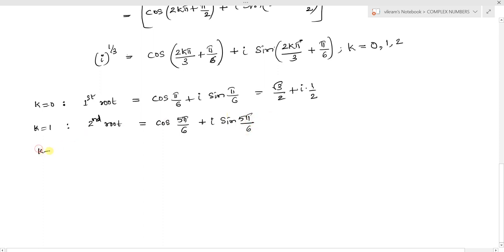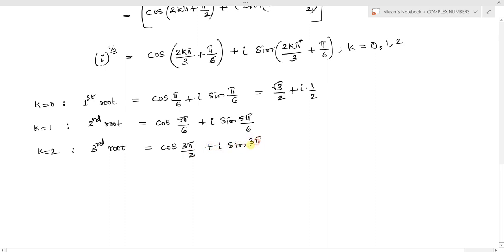Then if k is equal to 2, what is the third root? The nth root has n roots, so here it has n roots. For k equal to 2, 4 pi by 3 plus pi by 6, then we obtain this as cos 3 pi by 2 plus i times sine 3 pi by 2.